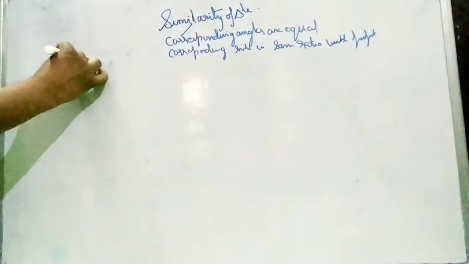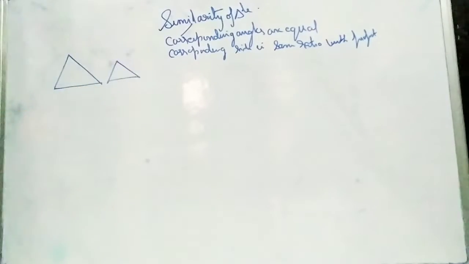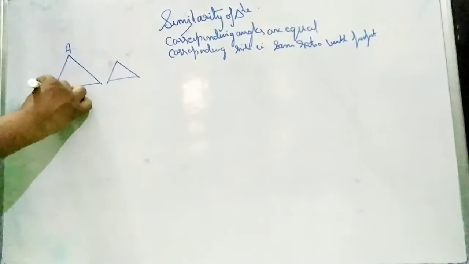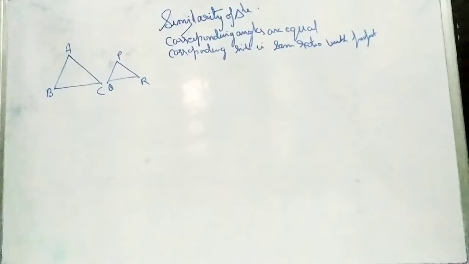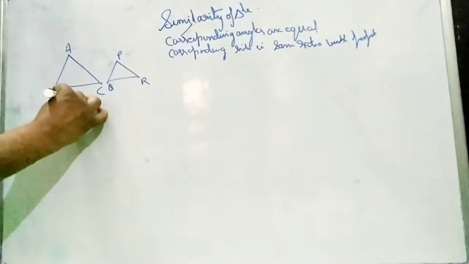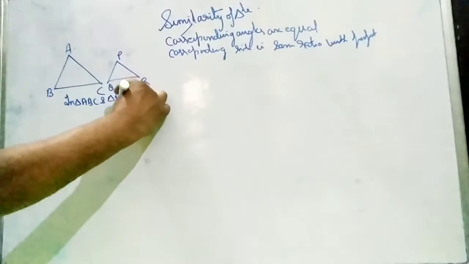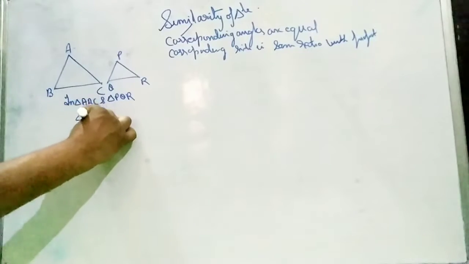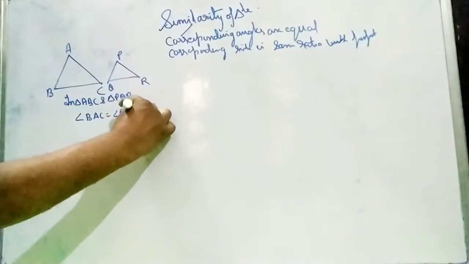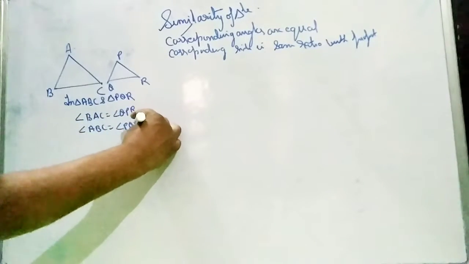For example, these are the two triangles that have been taken. By size they are different, but they can be similar if their angles are equal. So, in triangle ABC and triangle PQR, if angle BAC is equal to angle QPR, angle ABC is equal to angle PQR.